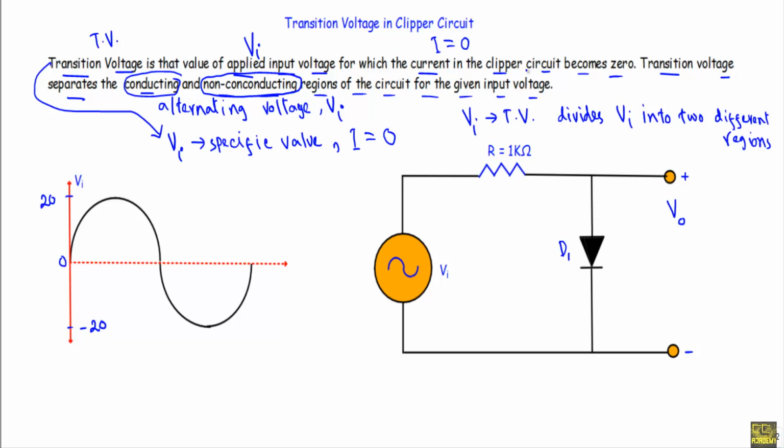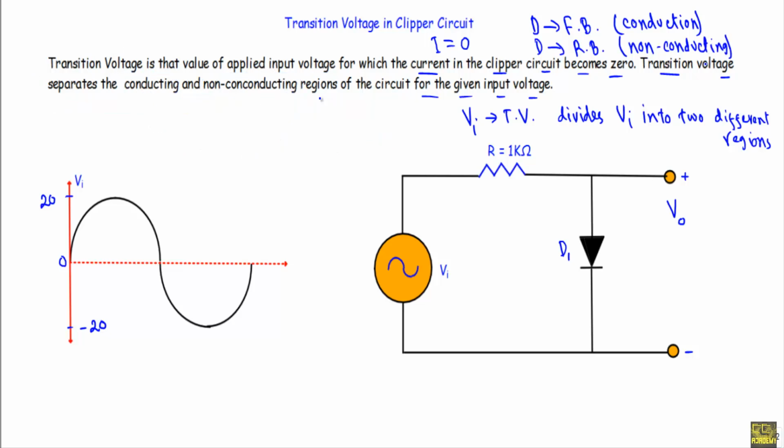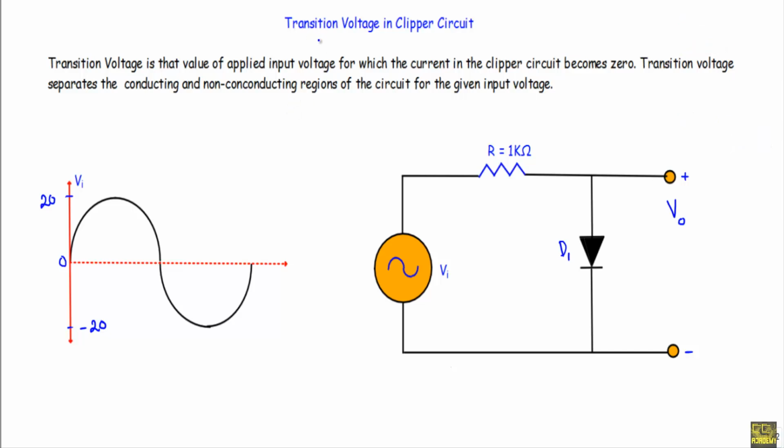In one region, the diode will be in forward bias, so we will get current conduction in that region. In another region, the diode will be in reverse bias. Therefore, there will be no current conduction in that region. Now, I will show you how to identify the transition voltage for two different clipper circuits.